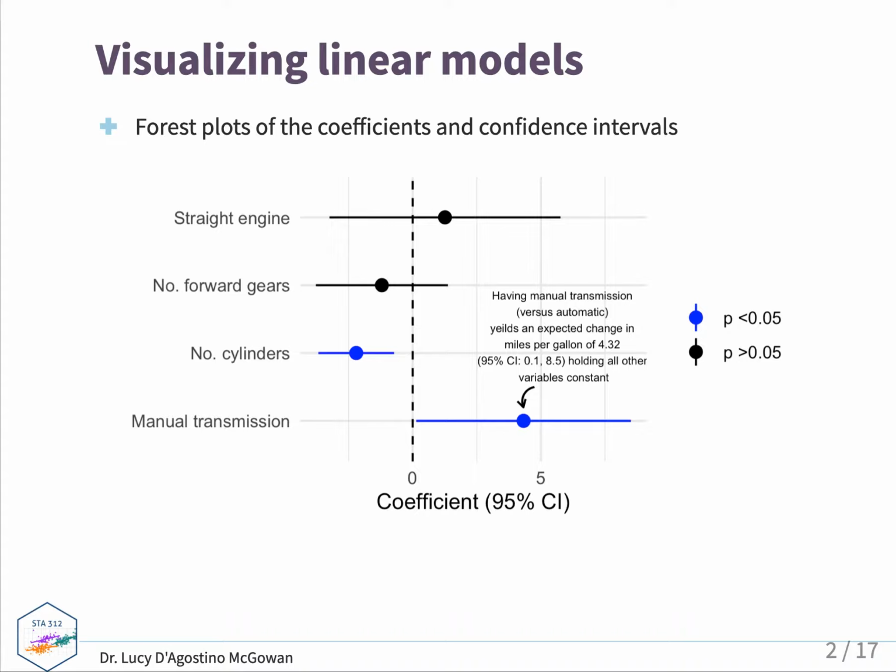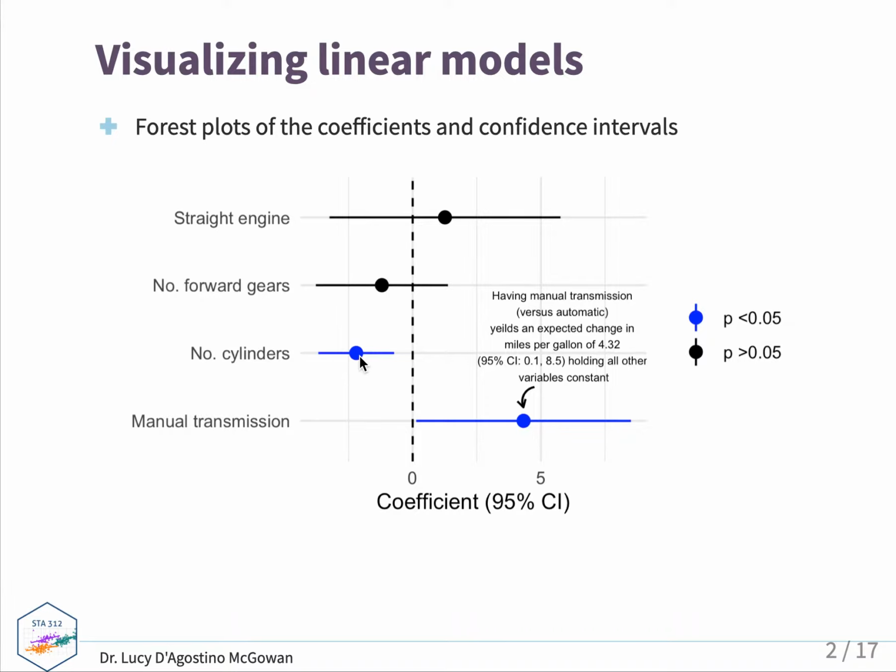And I'm seeing how straight engine, whether or not the engine is straight as opposed to V-shaped in the car, how that influences miles per gallon, along with number of forward gears, number of cylinders, and whether or not the car has a manual transmission. So that's what the variables here are on the left. And on the x-axis, I'm plotting the coefficient, the beta coefficient, along with the 95% confidence interval.